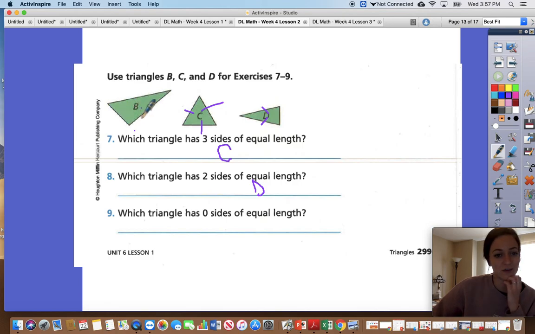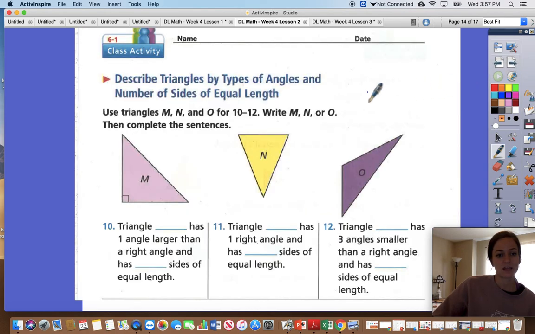But they're not. None of them are the same length. Okay, so we'll put B for number 9. Hopefully that makes sense. Again, make sure you're writing down your questions if it doesn't. All right, use triangles M, N, and O for 10 through 12. So we're going to finish the sentences for each one of these.